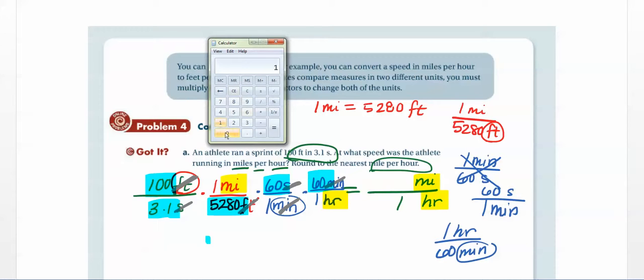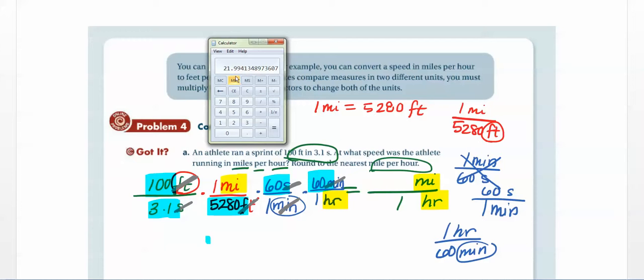So let's see, 100. Oh, see there? I got an extra 0. That might make a difference. 100 times 60 times 60 equals, yeah, that has one less 0 than it did before. Okay, then let's hit divide by 3.1 equals divide by 5280. Okay, this is a lot more reasonable. If you're running really, really fast, this is about 22 miles per hour. That's kind of reasonable if you're running really, really fast.